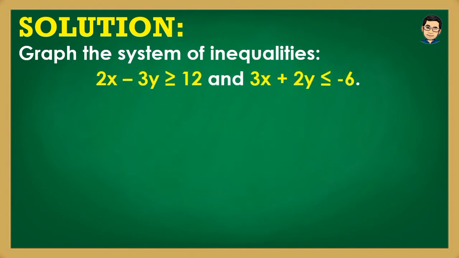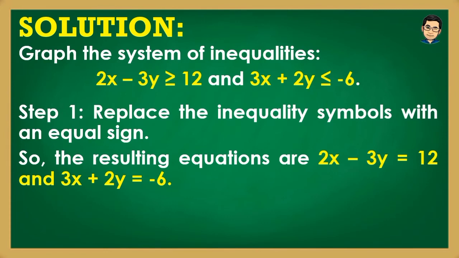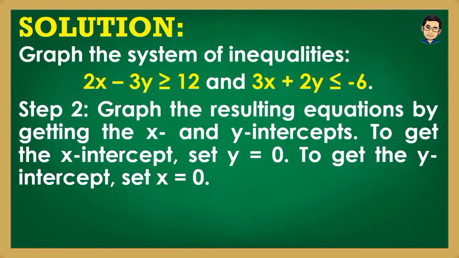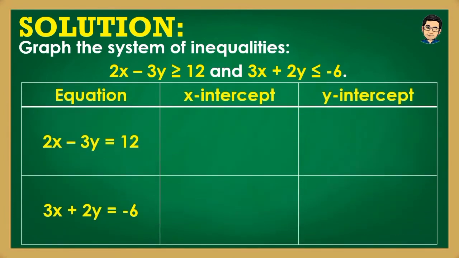2x minus 3y is greater than or equal to 12 and 3x plus 2y is less than or equal to negative 6. So the first step, of course, we have to replace the inequality symbols with an equal sign. So the resulting equations are 2x minus 3y is equal to 12 and 3x plus 2y is equal to negative 6. So yung next step natin is kunin natin yung intercepts, x and y intercepts. So let's have the first equation, 2x minus 3y is equal to 12.